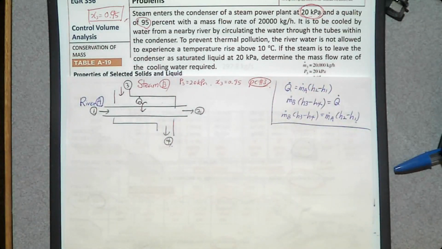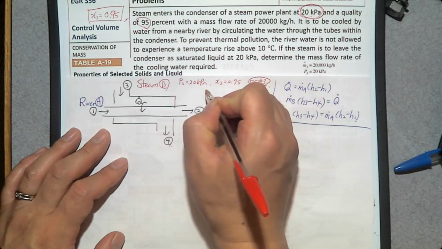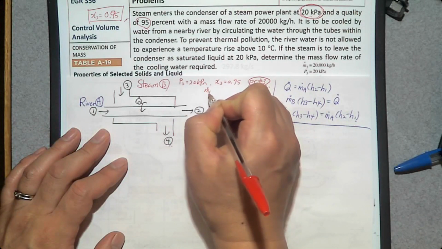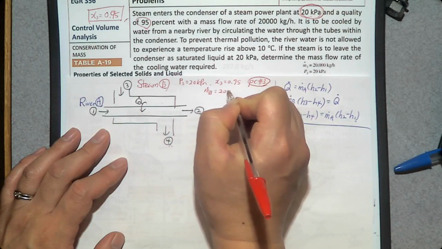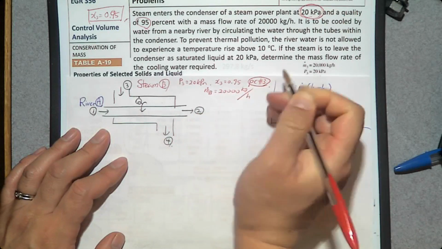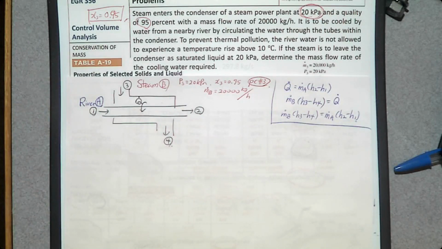And we know the mass flow rate, 20,000 kilogram per hour. Okay, we don't like hour, right? So m dot number 3, which is m dot of B, is 20,000 kilogram per hour. So you need to divide by 3,600 to get this number in kilogram per second. It is to be cooled by water from a nearby river, which is this blue one. And we want to prevent thermal pollution. The river water is not allowed to experience a temperature rise above 10 degrees Celsius.